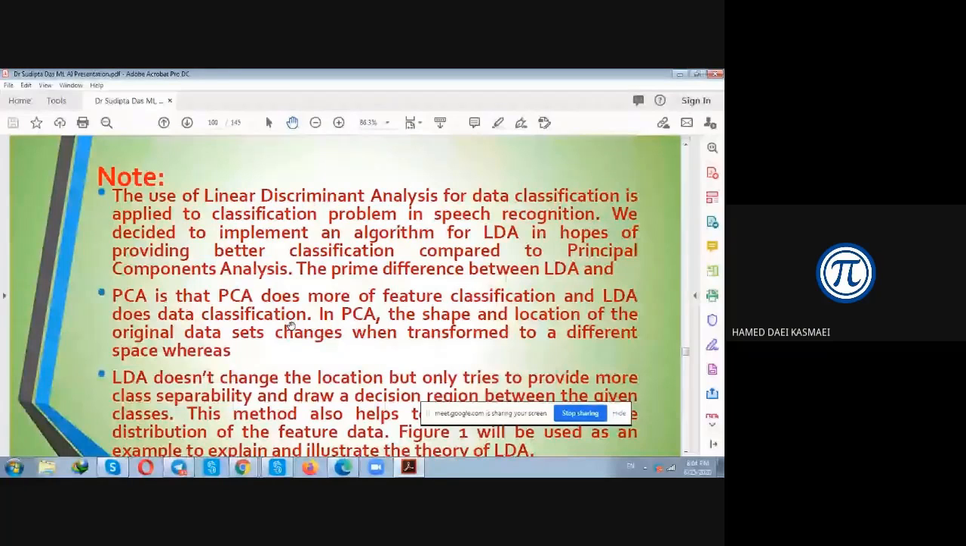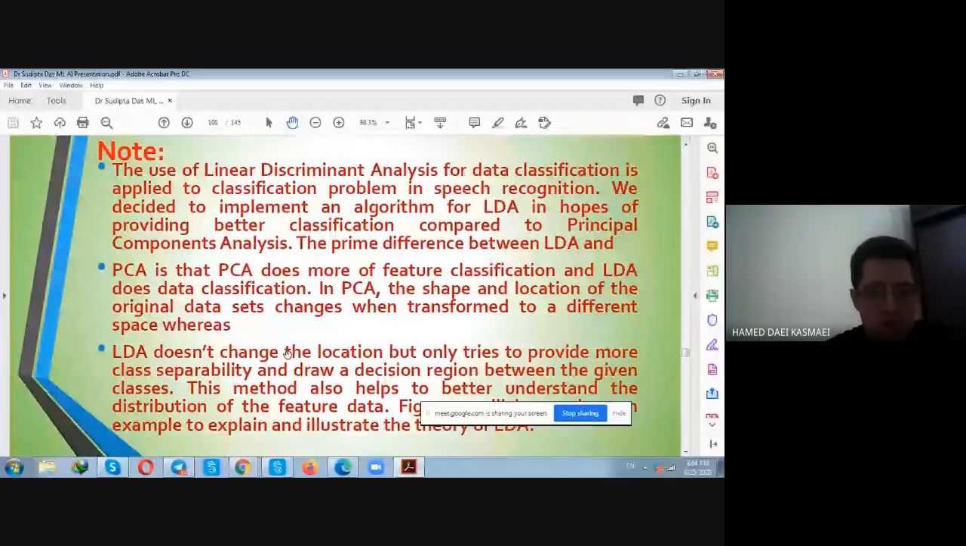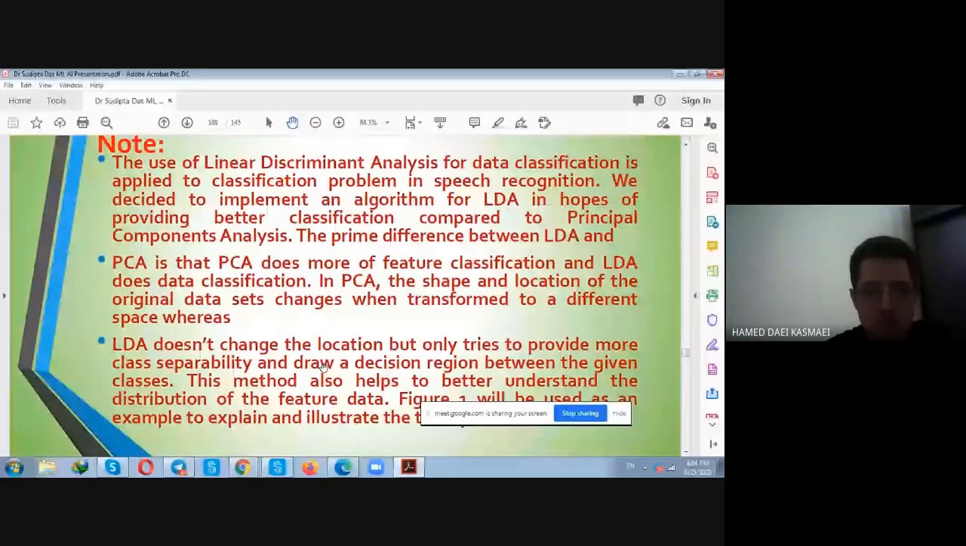In PCA, the shape and location of the data change when transformed, but LDA doesn't change the location; it only tries to provide more class separability and draw a decision region between the given classes. So you have a partition, or a line, between two parts of the data.